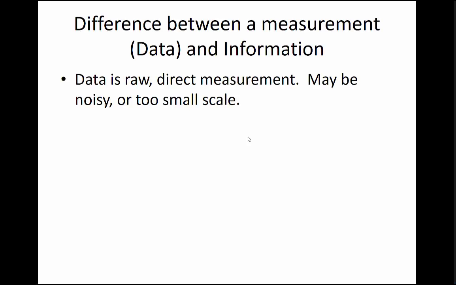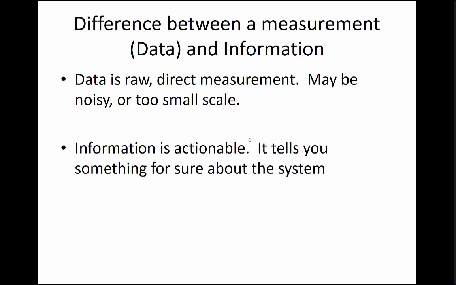Now, there's a difference between measurements, which is data, and information. Information is something that means something, right? Data is usually raw. It's some kind of direct measurement. It may be noisy, or it might be too small of a scale, too fine, something like that. Information is actionable. It tells you something for sure about something that you're looking at, right? It's something that means something to whatever problem you're trying to solve. And that's a little fuzzy, but I think some examples will help, right?